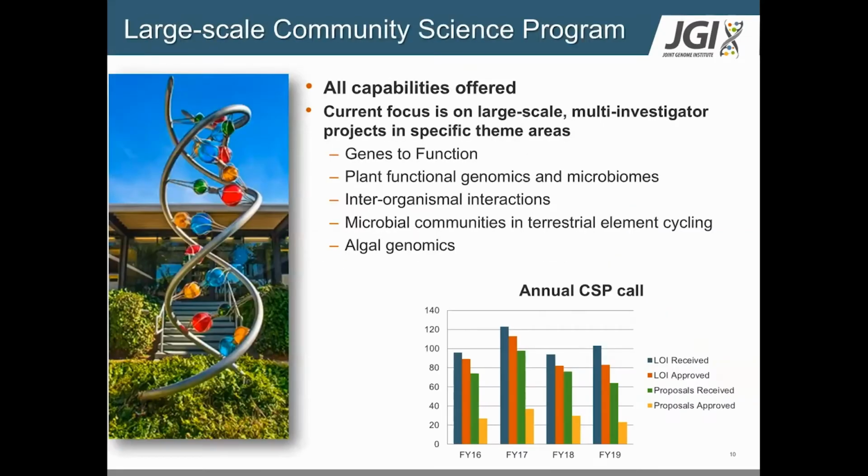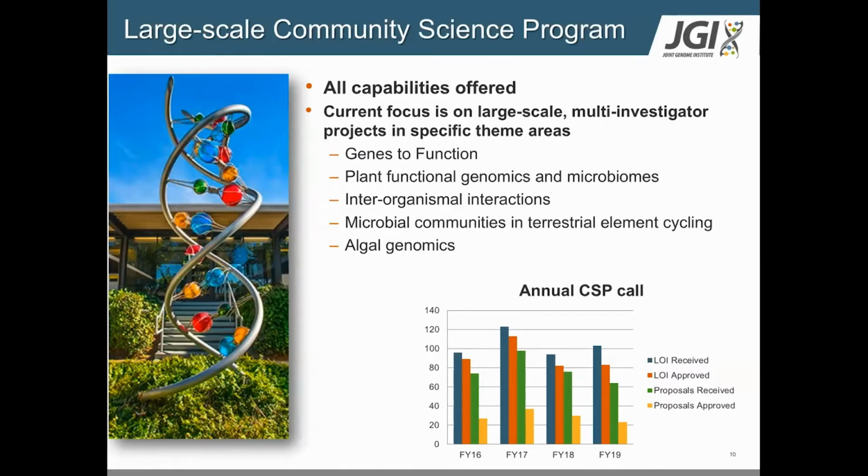again, I'm listing a subset of these particular user programs. One of them is called the Large-Scale Community Science Program. And really the emphasis here is on large-scale projects. We have a cap of 3 terabases for Illumina sequencing and 100 GB for PacBio sequencing under the auspices of this particular program per project.